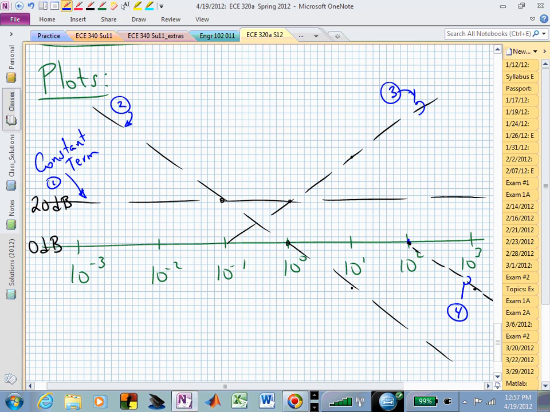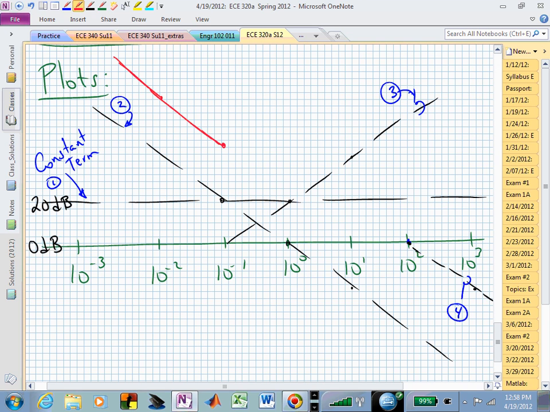I'll try to sketch this then in red, meaning I just said that I have 20 plus 20, that should be 40. Here I have 20 plus 40, or 60. So this should be parallel to the number 2 line, but offset by 20 dB at every point. And it will look like that until I reach this point where I start having that 0 slope introduced. Meaning I'm going to be coming down at 20 dB per decade until I reach that particular frequency.